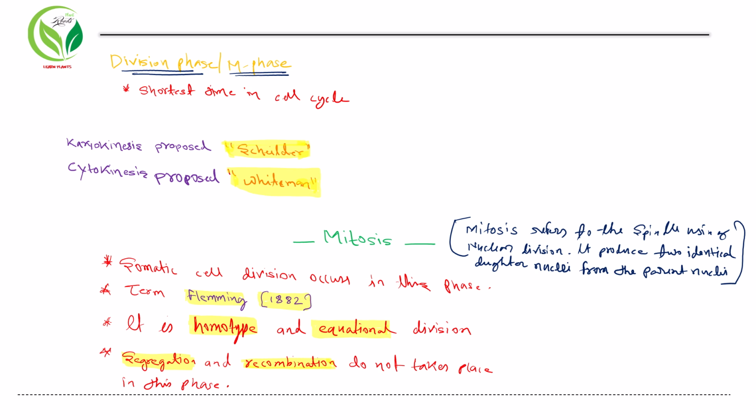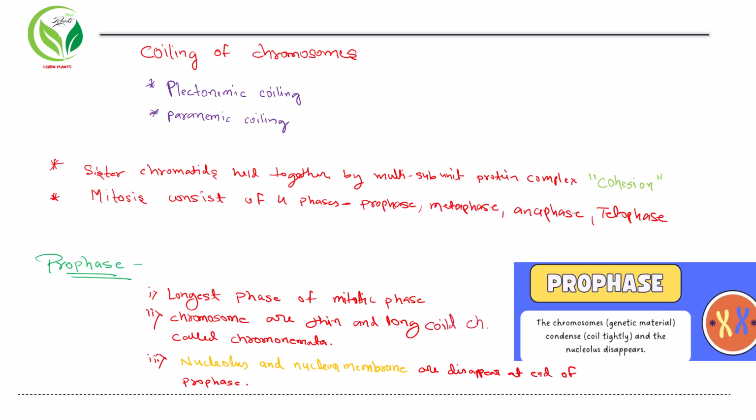And another point is that somatic cell division also occurs in this phase. You should know this. And the term mitosis was given by Fleming in 1882. Okay, and it is homotypic and equational division. Segregation and recombination do not take place in this phase.